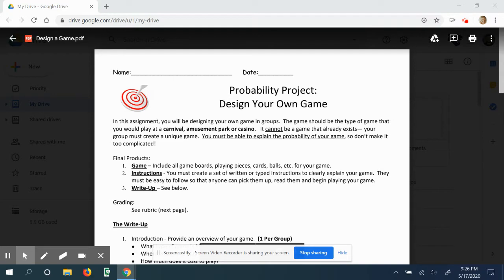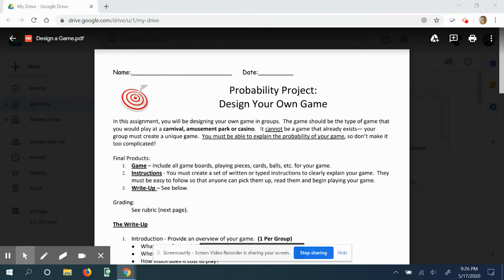Now we've been talking about probabilities, how to find probabilities, different things about probabilities. And so now you're going to put probability to the test. To prove that you understand how to find expected value, how to find probabilities of different things, and how to apply them to a game, your job is going to be to design your own game.